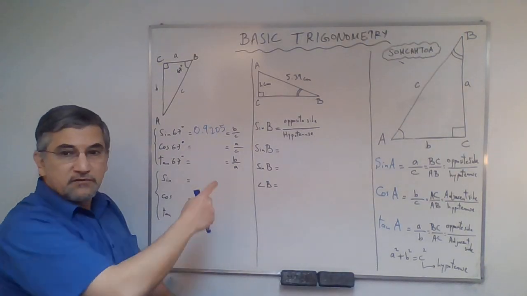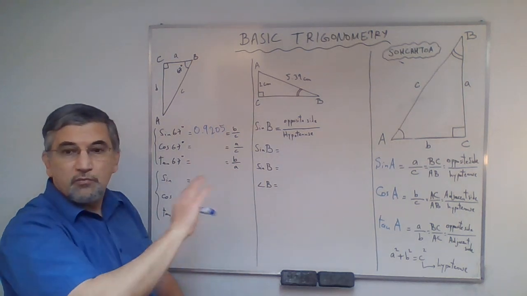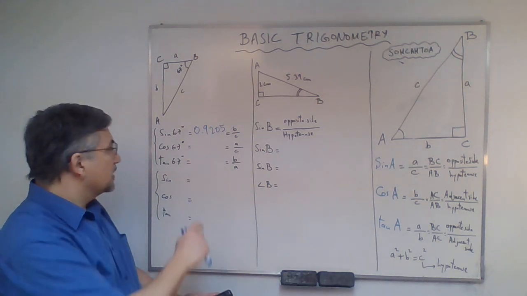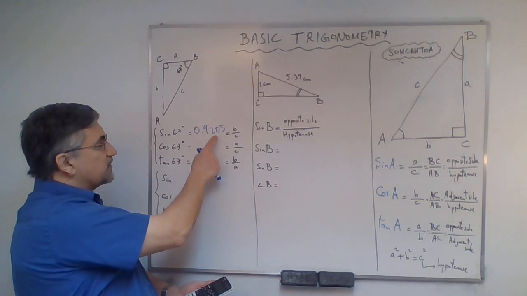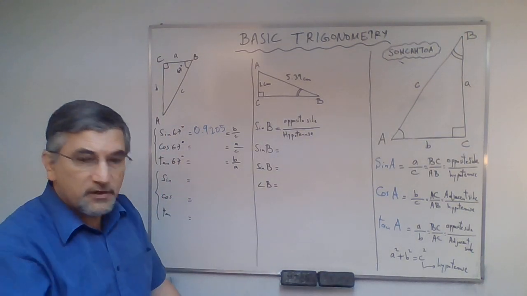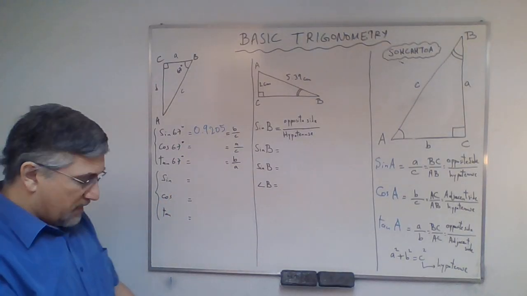So I say, if you agree, we can have this convention today, that we can always go by 4 digits after the decimal point. So the ratio of the opposite side over the hypotenuse is actually 0.9205, rounded to the nearest fourth digit after the decimal point.